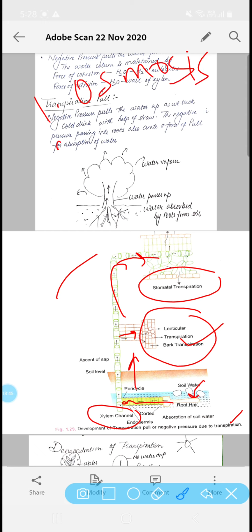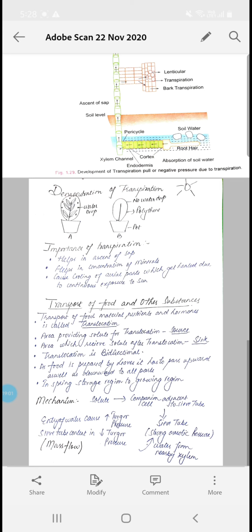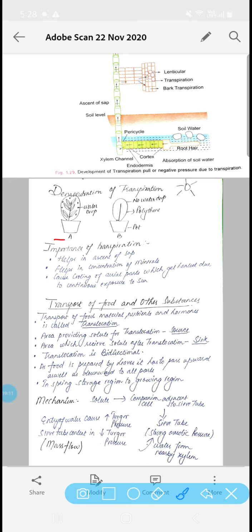Clear? Now we come to the demonstration of transpiration, that is, how we can demonstrate that transpiration takes place in plants. For this you have to perform an activity. You have to take two pots of the same size. You will take one plant planted in a pot, and in another pot you will just keep a piece of stick instead of the plant. Now you will cover both of them with polythene and tuck that polythene into the lower base of the stem.